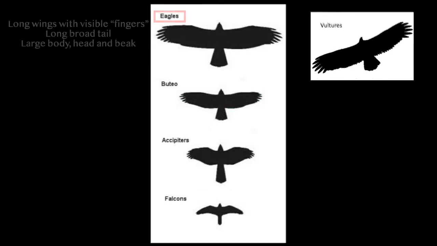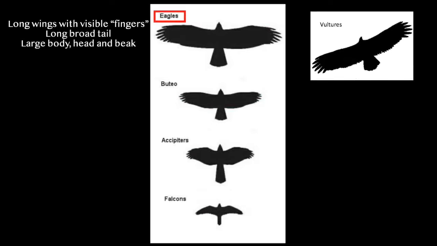Well, here we go. So we're going to start out with eagles. These birds are going to be some of the largest we have in the area, with long wings and visible fingers, or primary feathers. Eagles also tend to have long, broad tails with a large head, beak, and overall build.